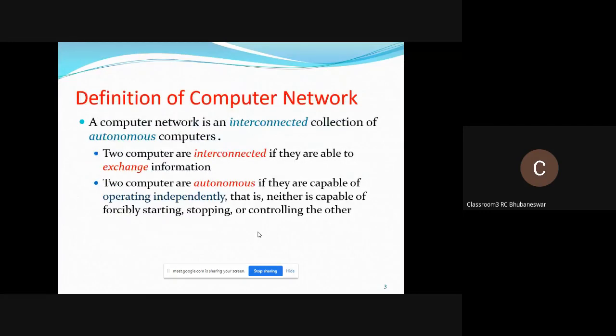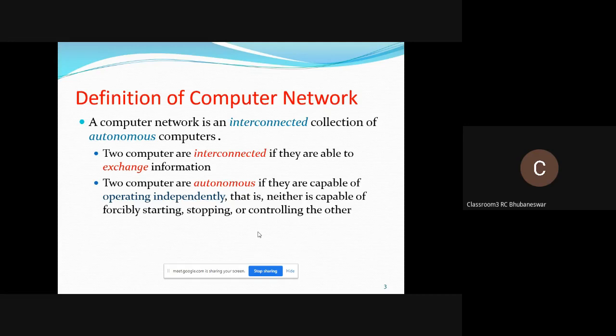We can define it in this way. Autonomous computer means it can take its own decision. A computer network is an interconnected collection of autonomous computers. Two computers are interconnected if they are able to exchange information. Only then can we say they are interconnected. If they are able to exchange information, then I say the two devices are interconnected. Otherwise, I will not use the term interconnected.